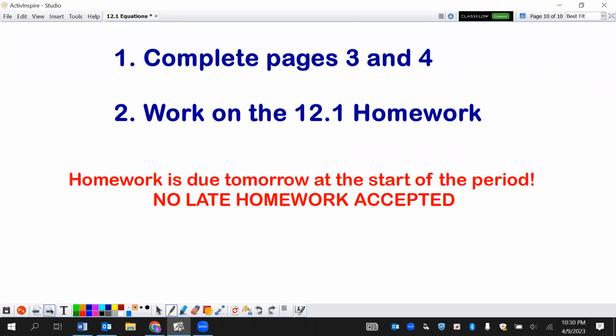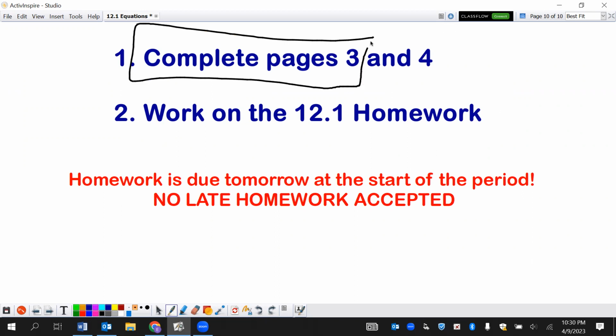Right, so you are going to complete page 3 only, to save time. Now do page 3 with decimals, so you can finish fast. And then you are going to work on the 12.1 homework, which is due tomorrow. Remember, this unit, I will not be taking late homework, so make sure you complete that and turn it in tomorrow. And I should be back at school tomorrow.